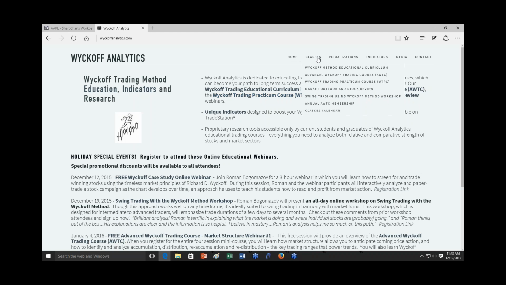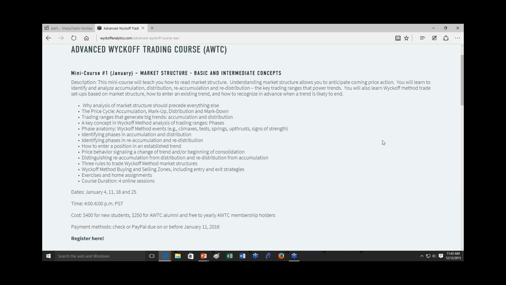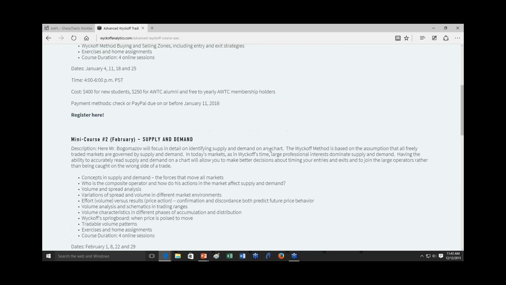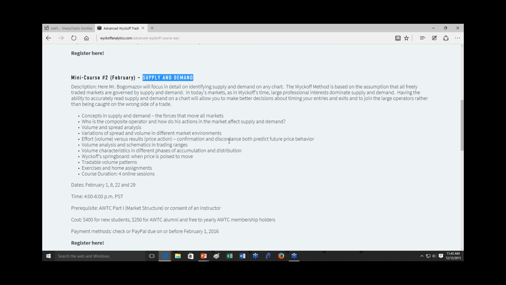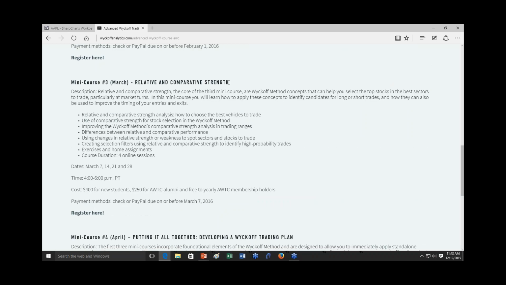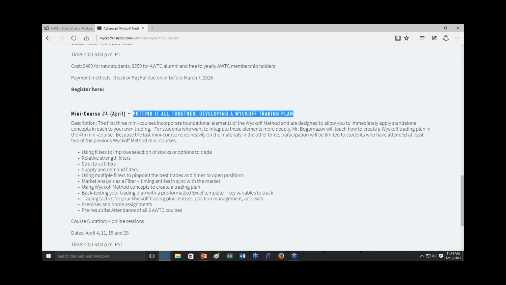So for information on the classes, go to our website. The easiest way, if you want to read more about each course, there is a lot of description here. Each course has different modules. For instance, in January, we're discussing the market structure, basic concepts. Then in February, we're going to go into supply and demand. In March, we're going to talk about relative and comparative strength. And then we're going to talk about trading tactics in April. All of those mini modules have 4 sessions.